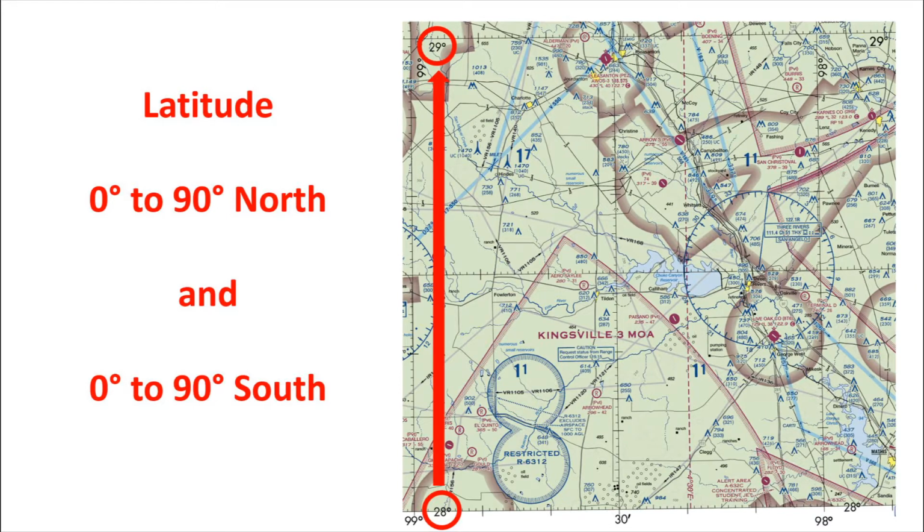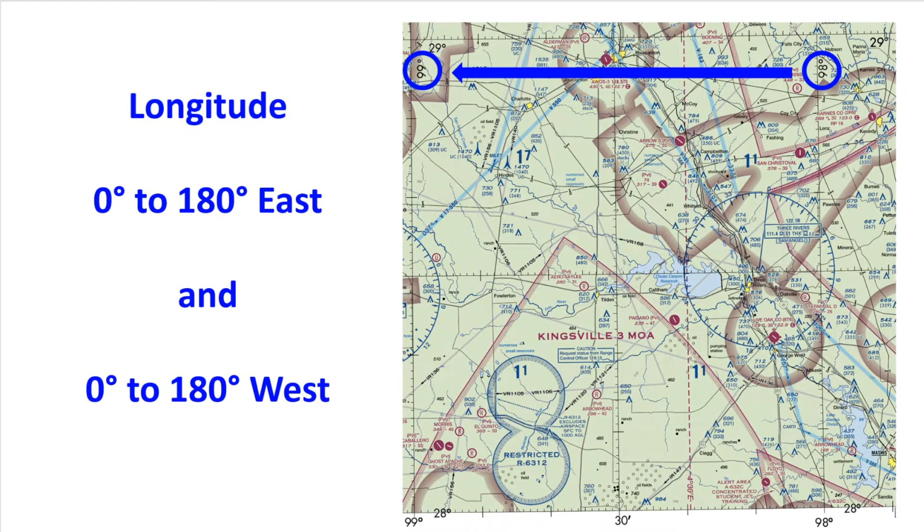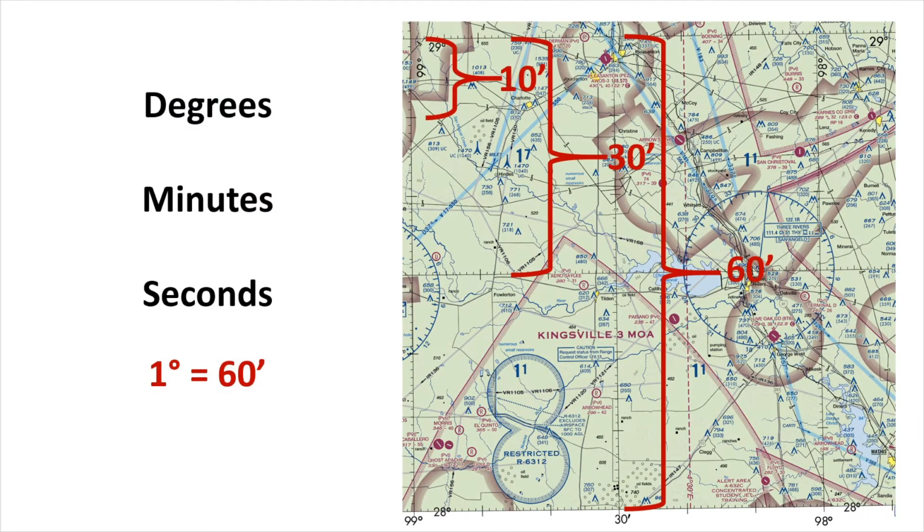On an aeronautical chart, black lines and numbers depict geographic coordinates. This chart shows 1 degree of latitude from 28 to 29 degrees. In the same way, the chart shows 1 degree of longitude from 98 to 99 degrees. On a sectional chart, coordinates are given down to 60 minutes.